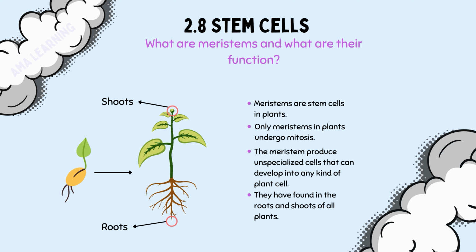If we turn this plant upside down, then the meristems in the roots will start to produce shoots, and the meristems in the shoots will start to turn into roots. This is how versatile meristems are.